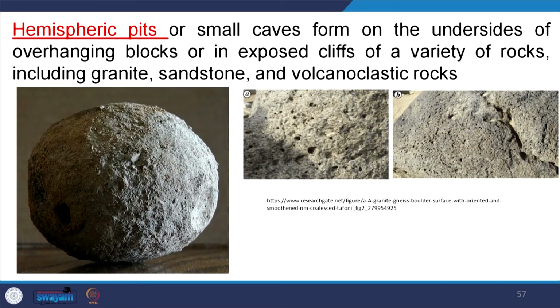Then hemispherical pits are also found. If we have a granitic body or a sandstone body, on the base of the sandstone body hemispherical pits are generally found, or small caves from the underside of the overlying blocks. In exposed cliffs, a variety of rocks including granite, sandstone and volcanic rocks, we will get hemispherical pits below, and those pits are due to salt precipitation, and once that occurs, again the micro cracks are developed.